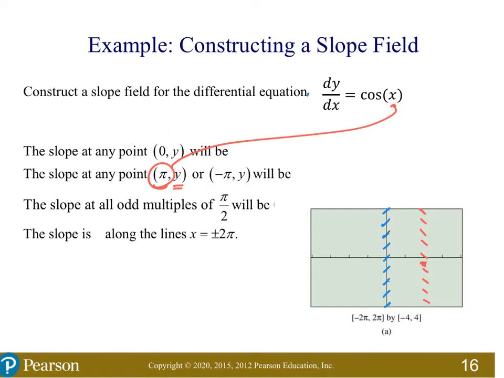At negative pi, if we plug negative pi into our differential equation, I will also get -1. So any y-coordinate there will have a linearization, or a little piece where we have a slope of -1.